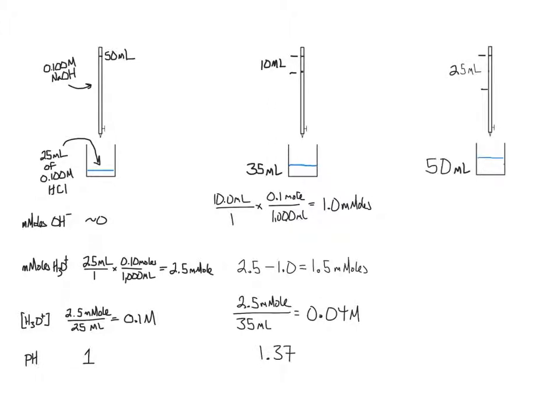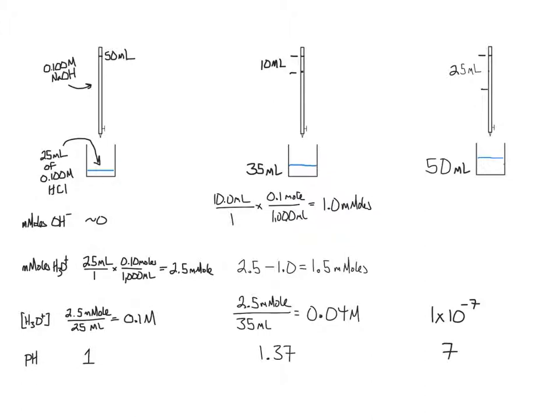Let's calculate the concentration after we add another 25 milliliters of sodium hydroxide. First, just note that we will add equal volumes of equal molarity sodium hydroxide and HCl, so the number of millimoles of hydroxide will be equal to the number of millimoles of hydronium, so the pH will be neutral, with a concentration of hydronium of 1 times 10 to the negative 7th.